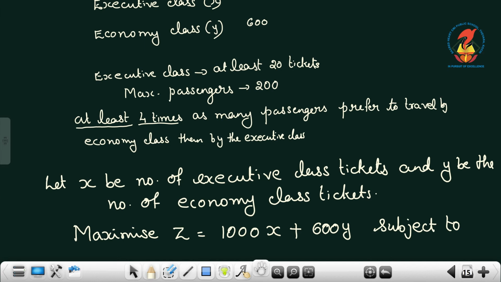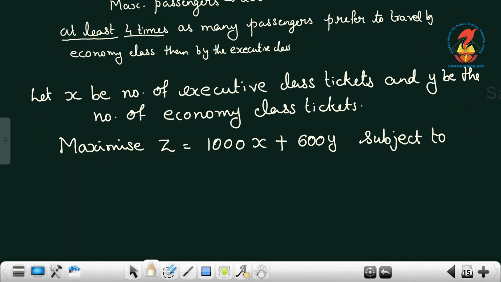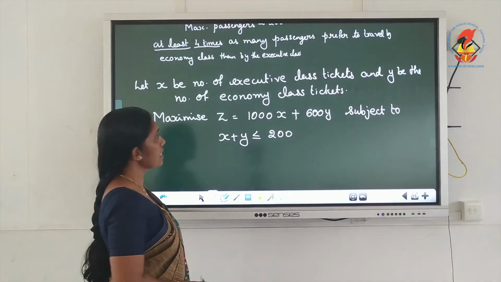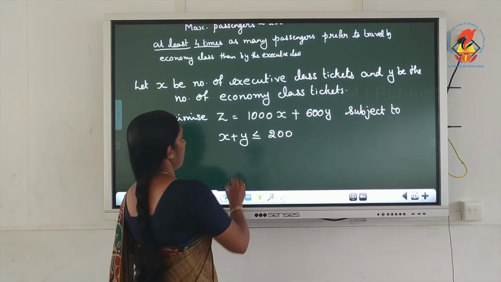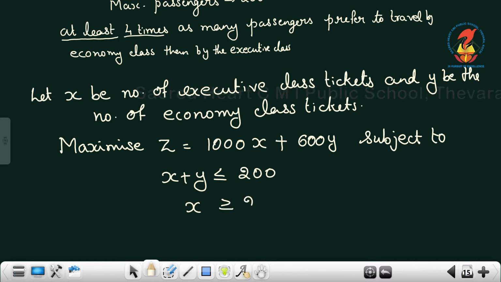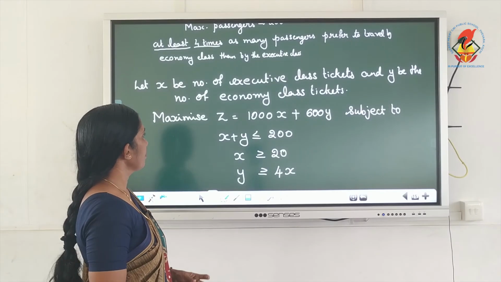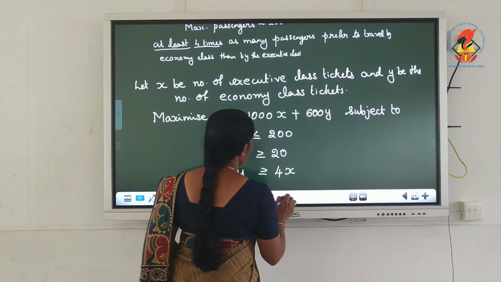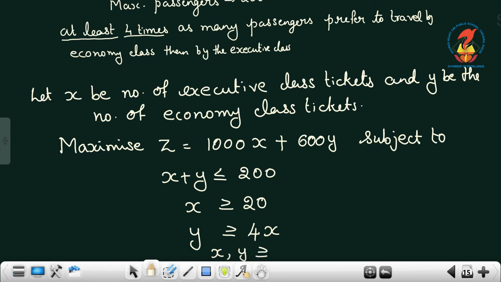Subject to the total number of passengers, maximum 200, so x plus y less than or equal to 200, and airline reserves at least 20 seats for executive class. That is X is greater than or equal to 20. Then more people prefer economy class. That is Y is more than X, but it is 4 times. Y is greater than or equal to 4x. And what we have to write? Also X, Y greater than or equal to 0.